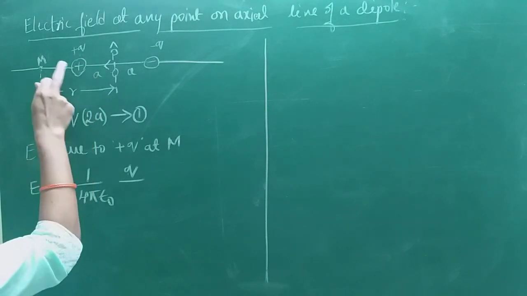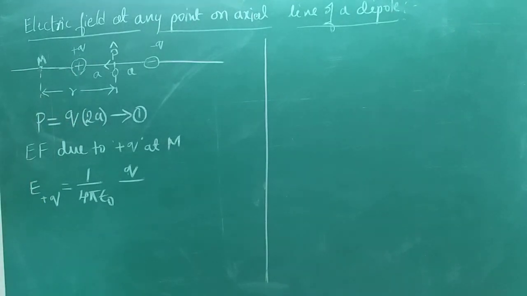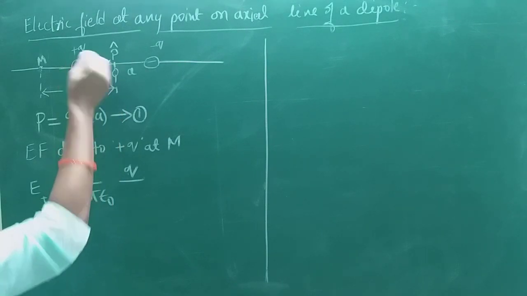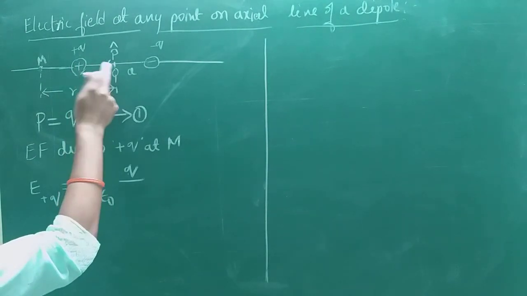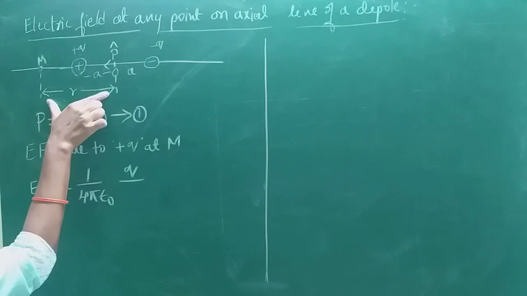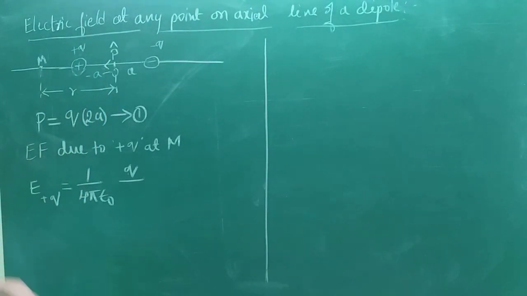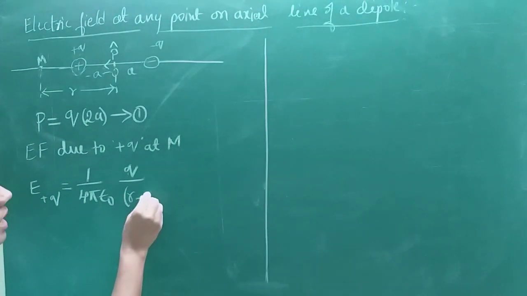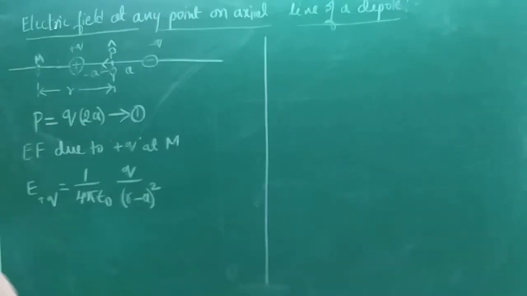The distance from M to this charge we don't know directly, but we know the distance from the dipole center to this charge is A. The distance from the dipole center to plus Q is A, and from the dipole center to M is r. From r, subtract this A, and we get the distance between these two. That's why we write the distance between these two as r minus A whole square, obtained by subtracting A from r.